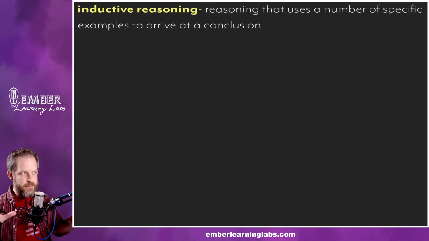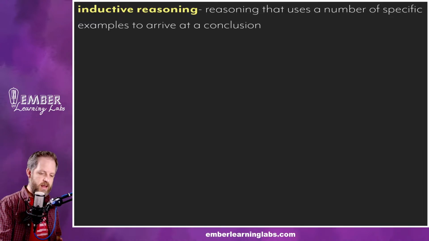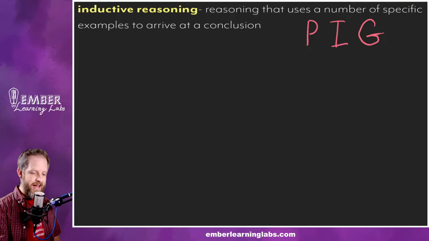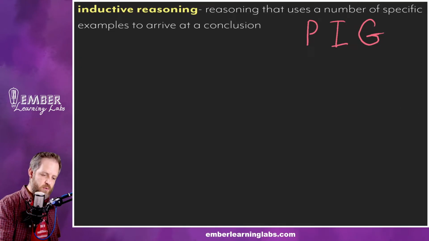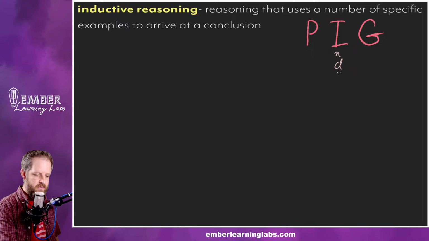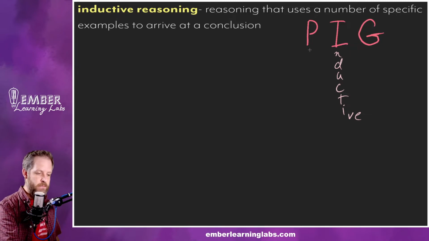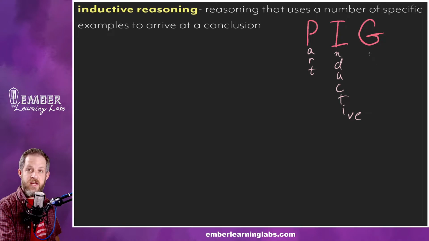Inductive reasoning is reasoning that uses a number of specific examples to arrive at a conclusion. That sounds like a lot of gibberish, so let's see if we can narrow it down a little bit. I like to use the acronym PIG to describe inductive reasoning. The I in PIG stands for inductive. P stands for part, and G stands for general.